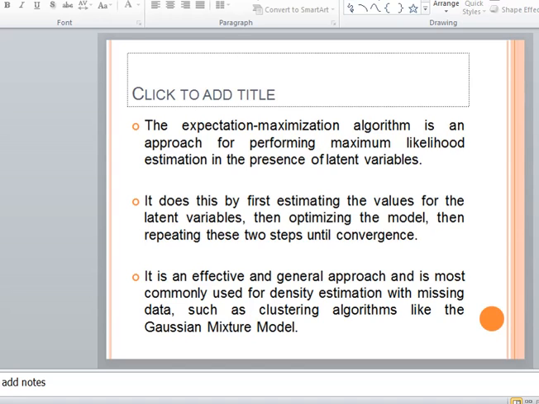It does this by first estimating the values of the latent variables, then optimizing the model, then repeating these two steps until convergence. This is a very important point for an EM algorithm. What it does is it basically works in two stages. In stage number one, it estimates the values of the latent variables, and we have seen that the latent variables are those variables which are not observable, and then it optimizes the model, and then it repeats both of these steps.